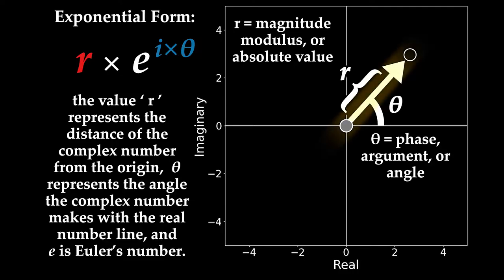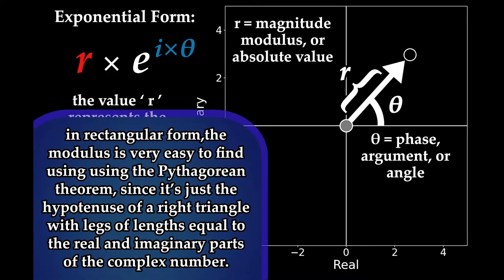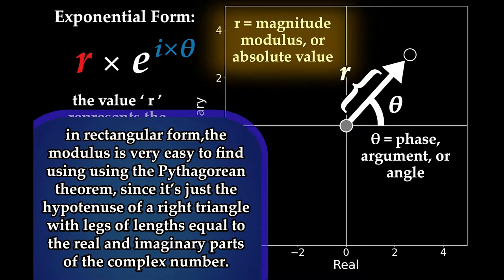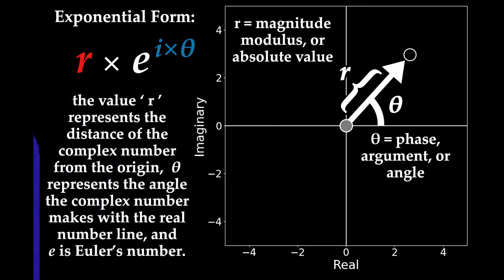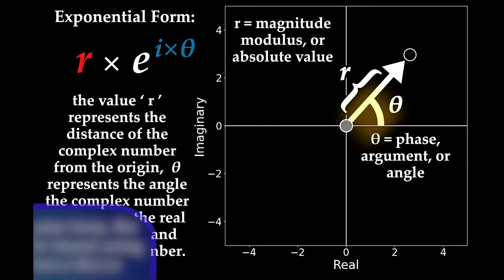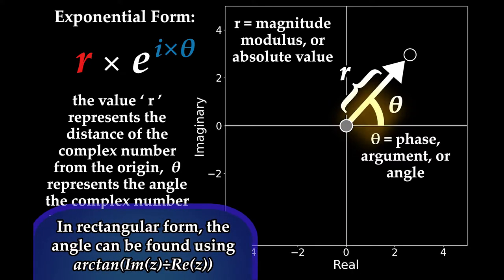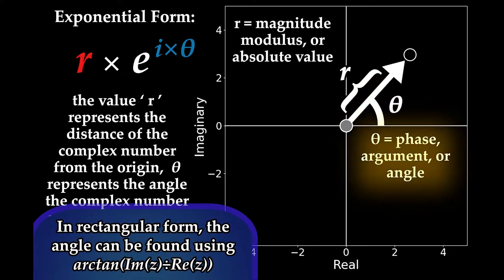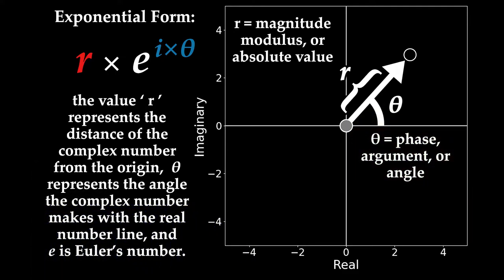In this form, r represents the distance that the complex number is from the origin of the graph. This distance is called the magnitude, modulus, or the absolute value of the complex number. The angle theta represents the angle that the complex number makes with the real number line. This angle is called the phase or the argument of the complex number. It can be very convenient to write a complex number like this in a lot of scenarios.